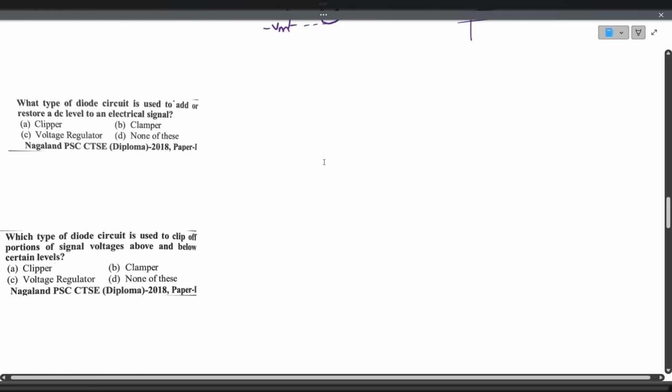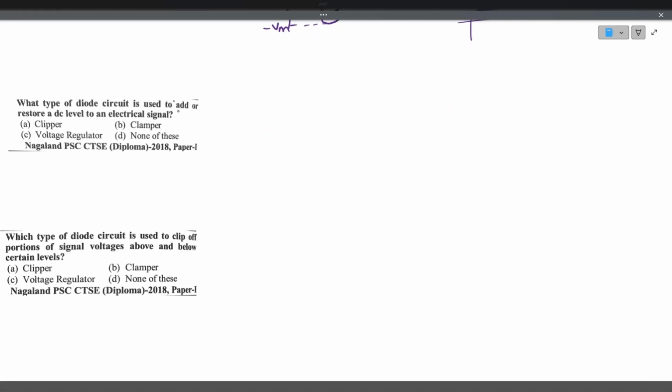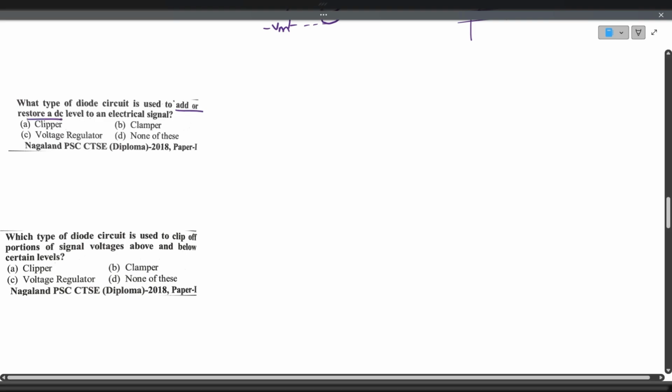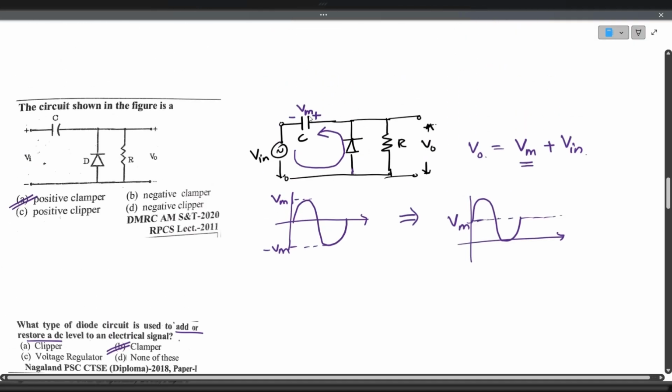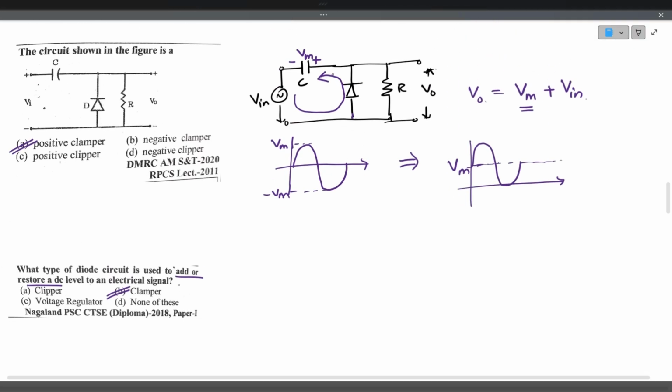Now let's see one more question. What type of diode circuit is used to add or restore the DC level to the electric signal? The answer is clamper. The above given figure is a positive clamper. Then what is the circuit for a negative clamper? There is a capacitor C. Just simply you reverse the direction of the diode. This is the circuit for a negative clamper.